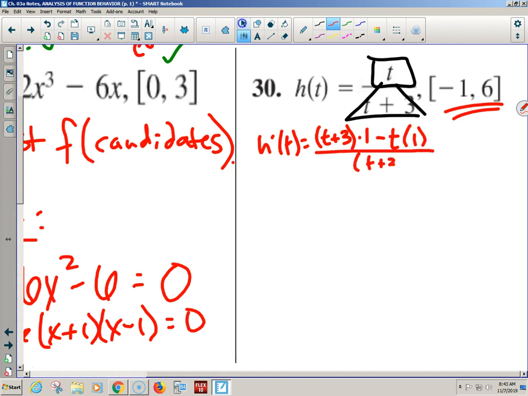Oh, guys, isn't this kind of nice? Like it's already a fraction. There's no weird square roots or complex fractions. And t minus t is 0. Isn't the top just 3? Can I reduce the 3s?